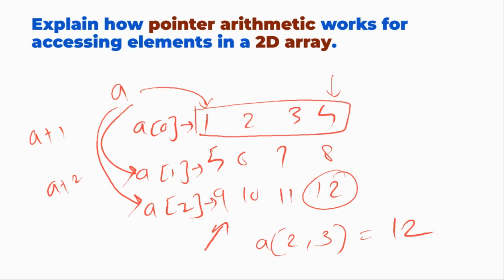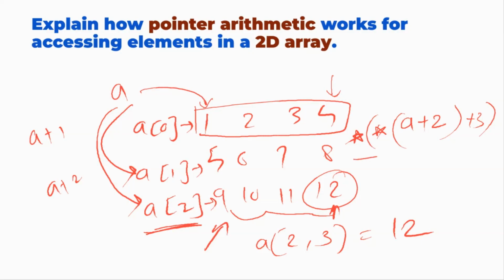If I want to access the value at 2 comma 3, how can we access? So first we need to find this location. So we find it by A plus 2, then dereference it. Then we need to find this third element. So we need to add 3 here and again dereference it. This is how we find the value at 2 comma 3 location.